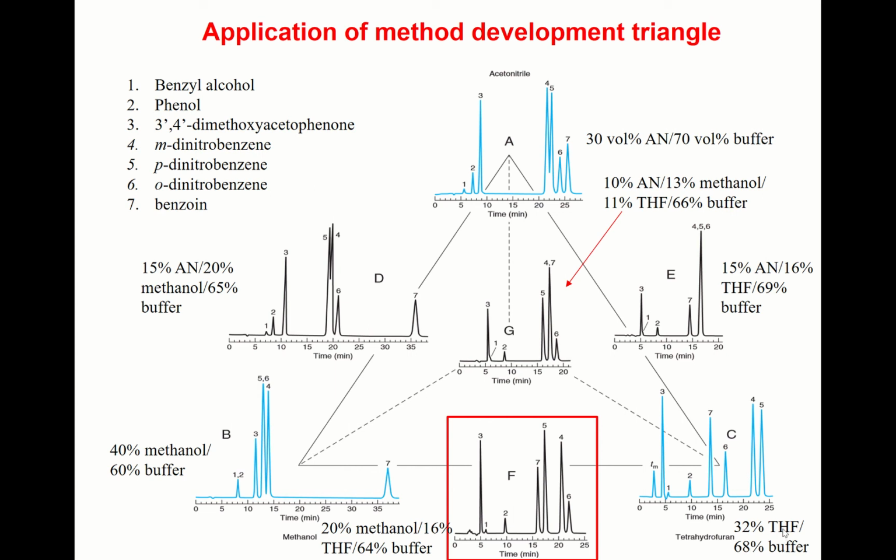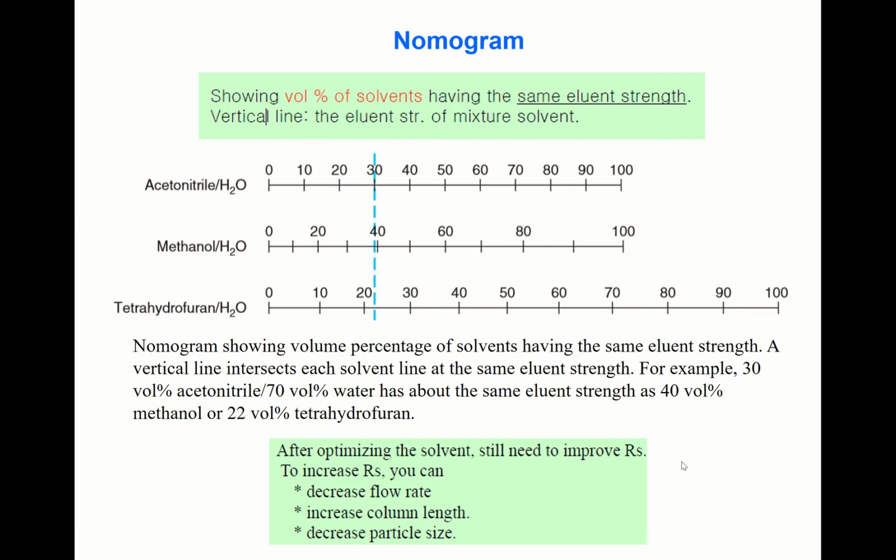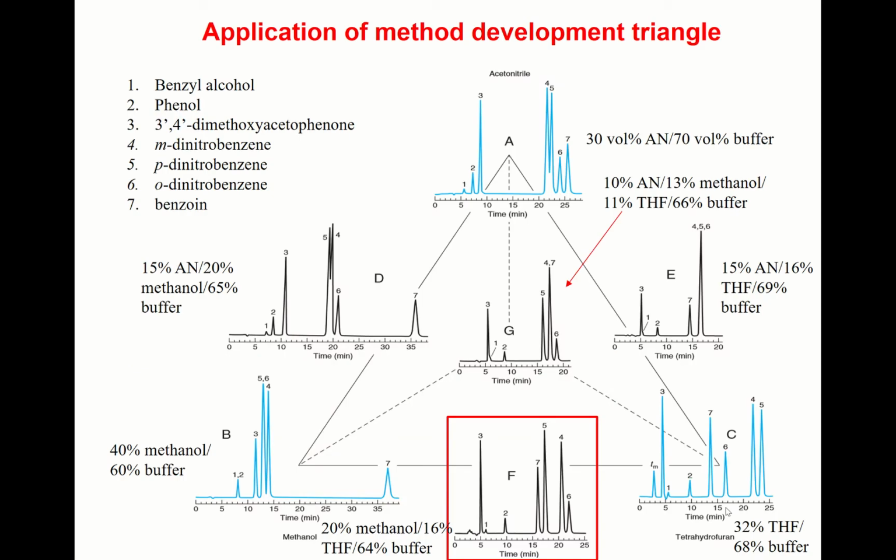Use THF. This is a single organic component, and then what percentage of THF? Okay, looking at this nomogram again, to make the same eluent strength, the THF percentage is about 22. But here, actually, trying 22% THF and 78% aqueous buffer gave a worse chromatogram than this one.